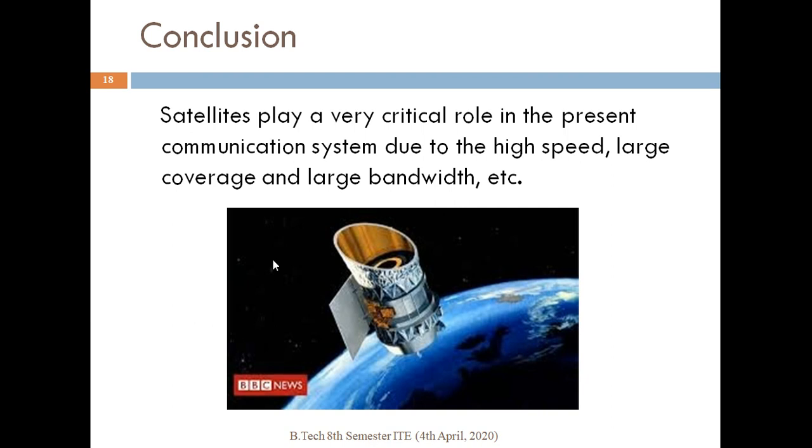If we conclude, what are satellites? Satellites play a very critical role in the present communication system due to high speed, large coverage, and large bandwidth. And in wireless networks, they are very important, very crucial, and in almost every communication system we have a touch with satellite communication.